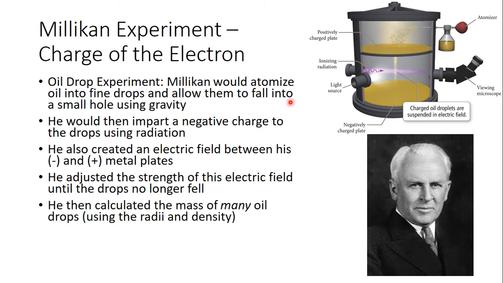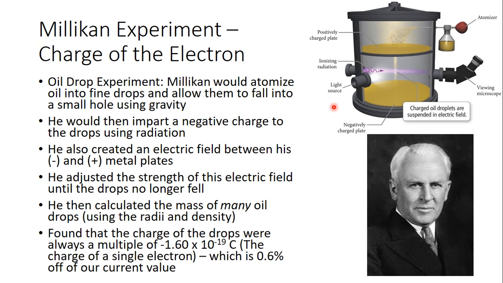And he did this many times, and he was able to calculate the mass of the oil drops by knowing the radius and density of the oil drops. And eventually, he saw that no matter what oil particle he was using, the charge of the drops were always a multiple of negative 1.60 times 10 to the minus 19 coulombs. That's what the C is. It's a coulomb. It's just the magnitude of the charge.